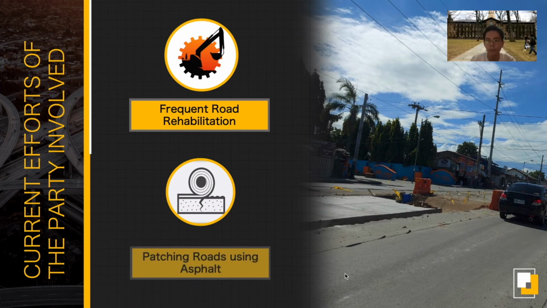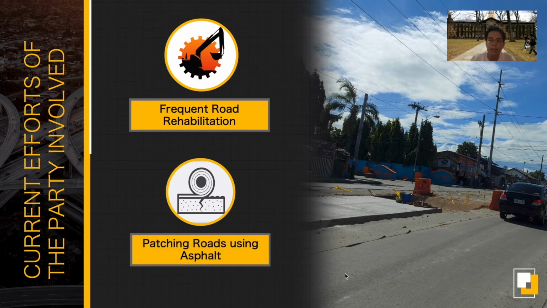Another effort was the patching of roads using asphalt. This is usually done for short-term solutions only, since the MacArthur Highway is always being used by trailer trucks that aren't allowed in the expressway. Since then, the road is vulnerable to concrete deterioration, especially if the road was not constructed efficiently. So, in order to lessen the rough drive experience, they patched these damaged parts of the road with asphalt.